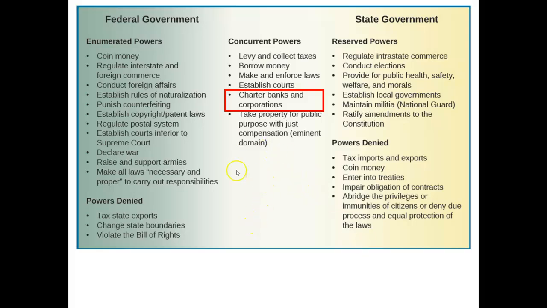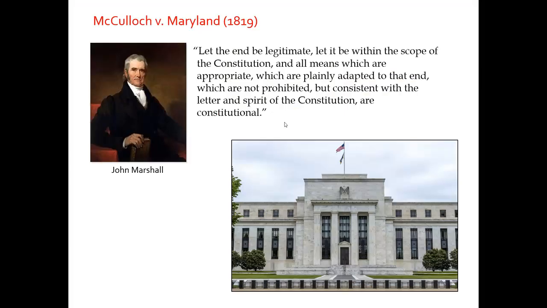If you read Article 1, Section 8, there is nothing in there that says the federal government has that power. You can go back and look. It doesn't enumerate a power to charter a bank, but it does say you can coin money and you can regulate interstate and foreign commerce and other things. It doesn't say anything about chartering a bank. So this was what was at issue in the case of McCulloch v.